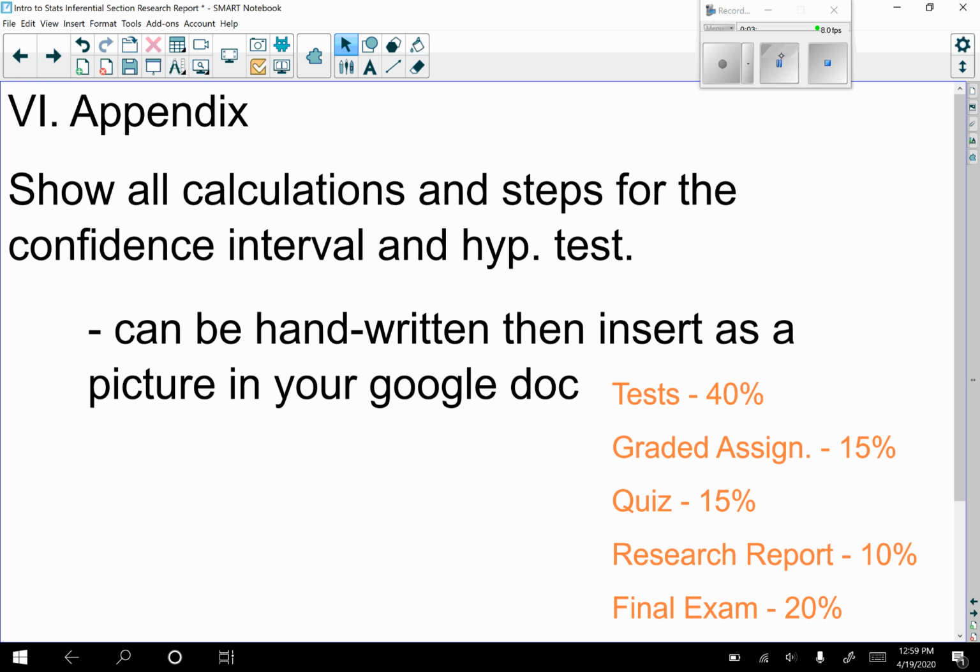What I have also included here is just, again, the breakdown of the weights of each category of how you were graded throughout the year. So again, tests are 40%. This is also in the syllabus. Graded assignments have been 15%. Every quiz going into the category here is 15%. Your research report does count as 10%. And then the final exam, which you hopefully have started to review for, will be 20%.